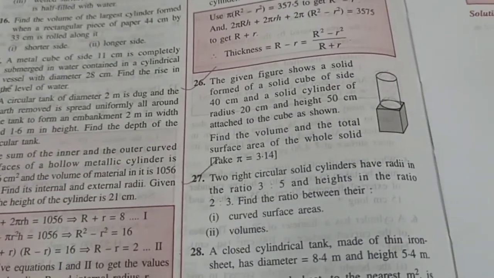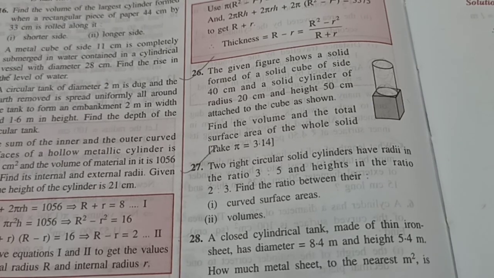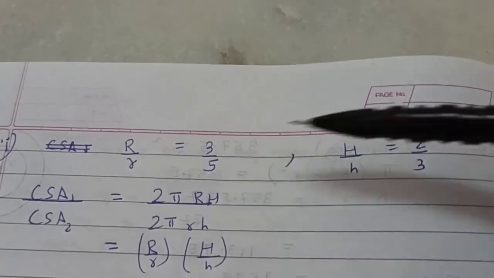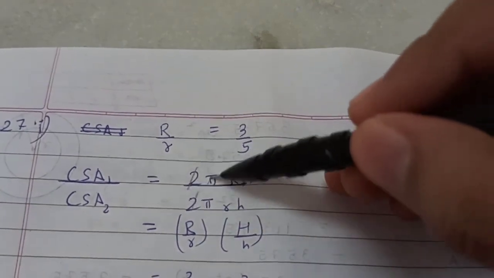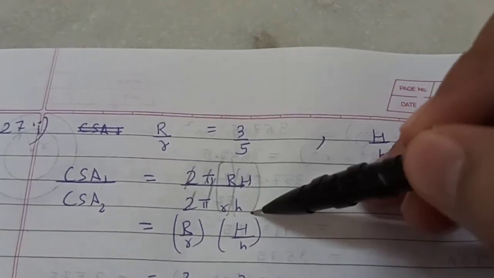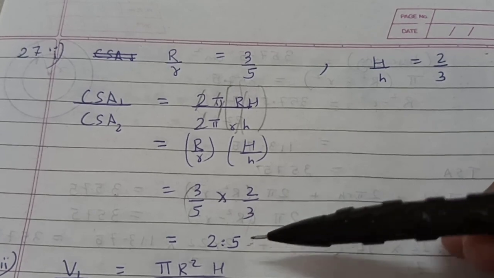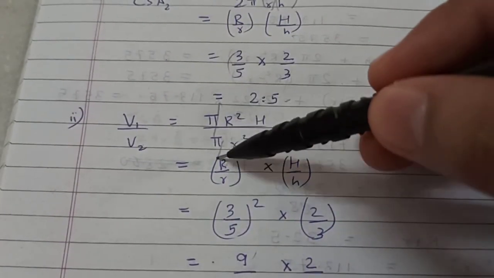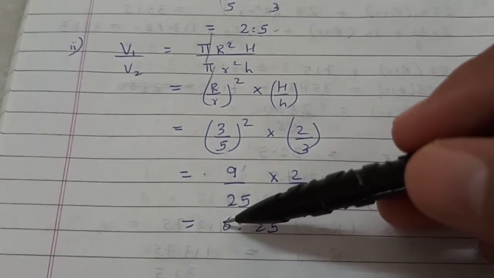Next, the 27th sum. There are 2 right circular solid cylinders. Right simply means that the base is perpendicular to the height. Not a very important word in our calculations. They have radii in this ratio and heights in this ratio. Find the ratio of their CSA and volume. Okay, straightforward here again. Ratios are given. CSA ratio is 2 pi rh upon 2 pi rh. Here 2 cancels, pi cancels, r upon r is one ratio, h upon h is one ratio, which we know. Substitute the values, cut, get the answer in ratio. Don't leave the answer in fraction. Same way, ratio of their volumes. Well, pi cuts, r upon r squared ratio and h upon h ratio. Substitute the values and get the answer as 6:25.